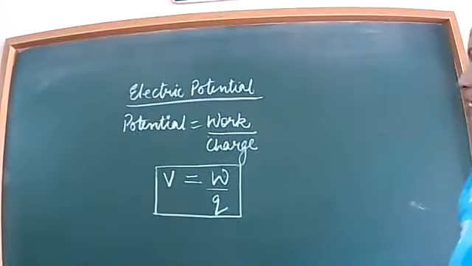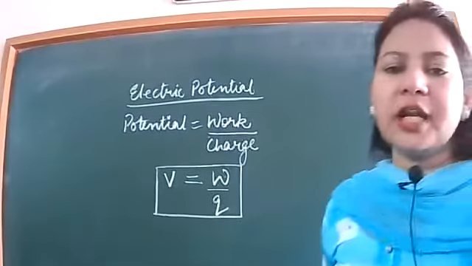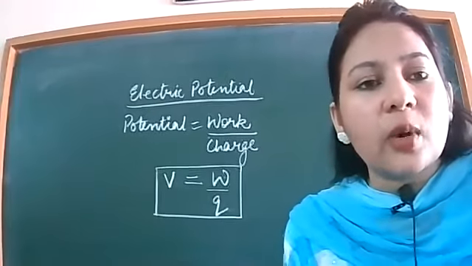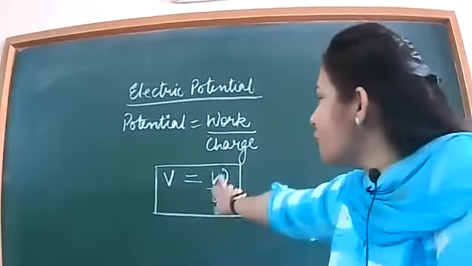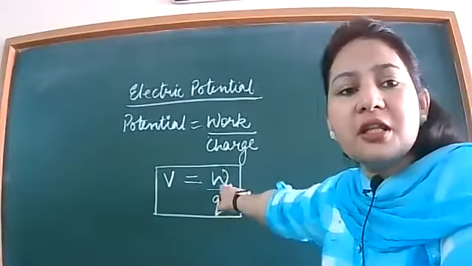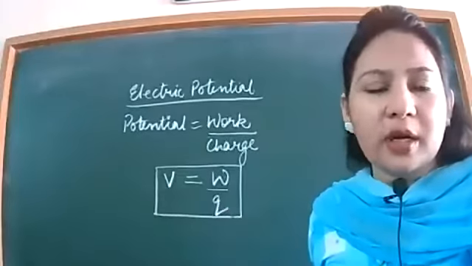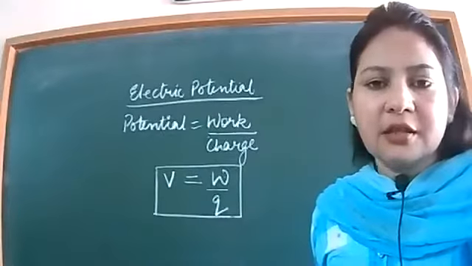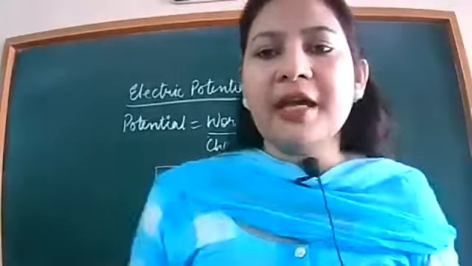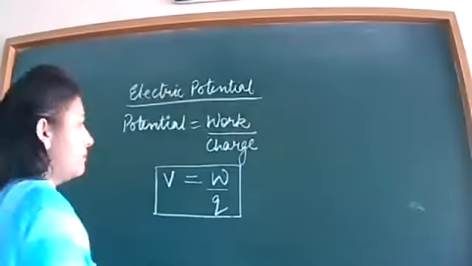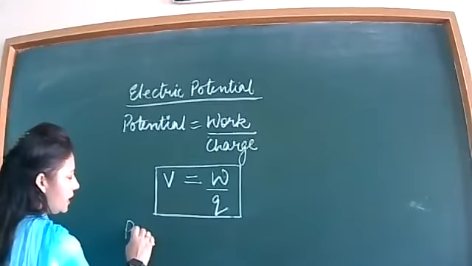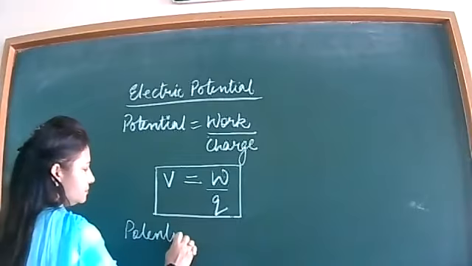Fine. So this is the formula for potential, and also note down it's a scalar quantity because it depends upon work and charge, which are further scalar quantities. So potential is also a scalar quantity. Right? Now, let's define potential difference. Next term is potential difference.